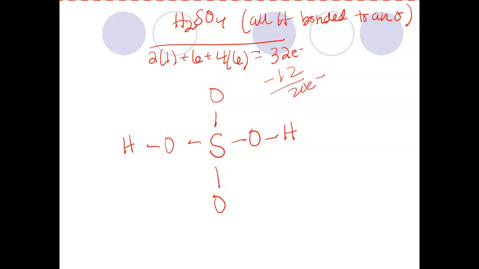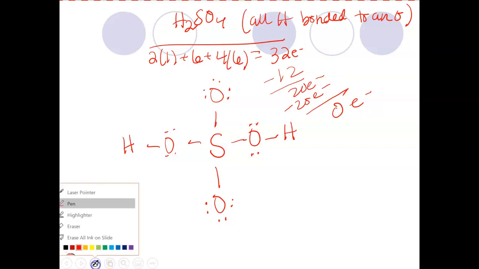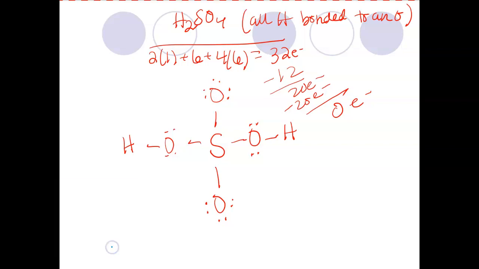So now I'm going to worry about octets. So I put 8 around everything. Everything has 8. So I've used 2, 4, 6, 8, 10, 12, 14, 16, 18, 20. So I have 0 electrons left, and I've got my Lewis structure. So we got the weird thing where the hydrogens are attached, but I told you that was going to happen. So let's do formal charges.